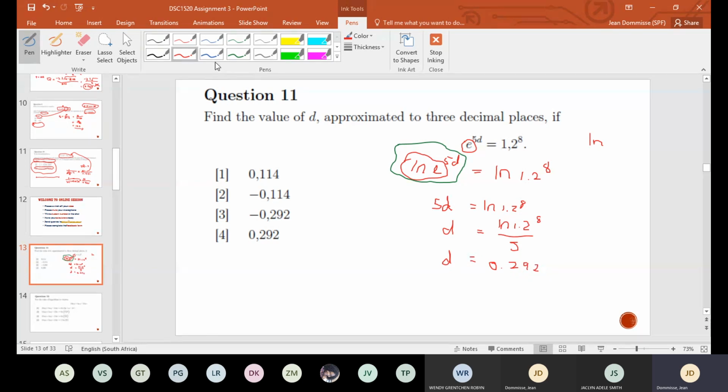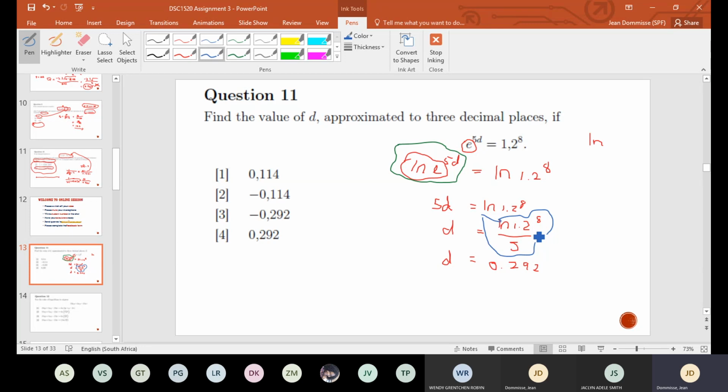So you can put that in a calculator. There are no other rules in there. You can do it in two ways, I think. Let me check my calculator. If you take 1.2 to the power of 8, that is 4.3. If you take ln of that, it's 1.459, and if you divide that by 5, you get 0.292.